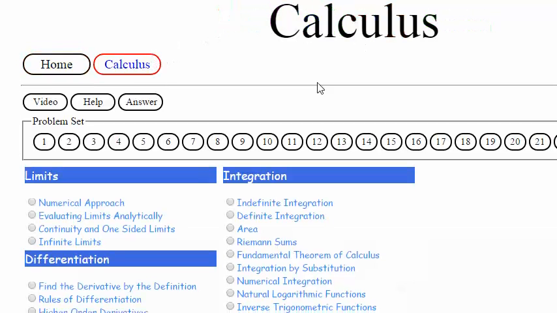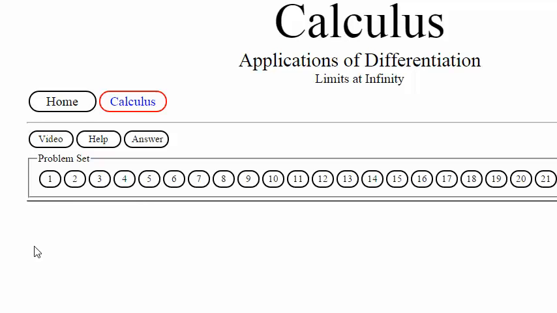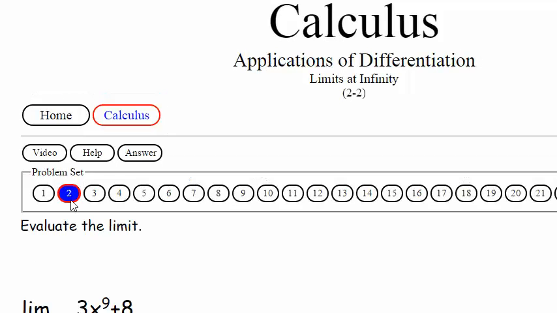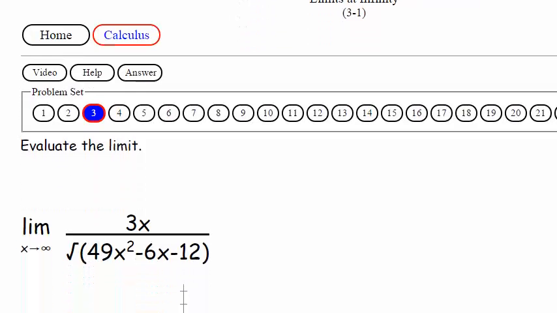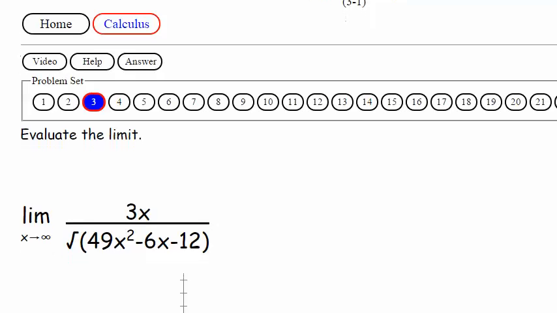We're going to go to math.com, click on calculus. Let's go down to limits at infinity, and we are making sure there's not a 2-3 in there. Okay, let's look at this one here. Looking at this, what do we got? We got evaluate the limit.